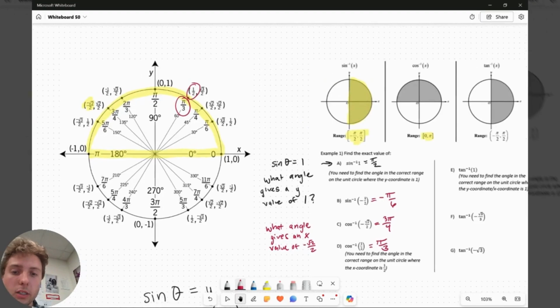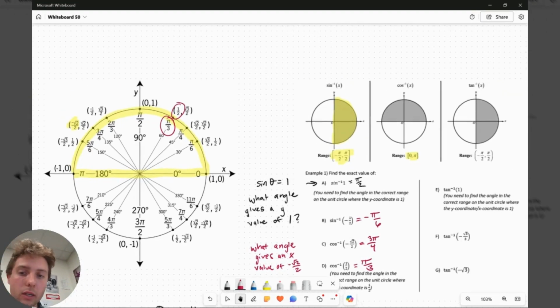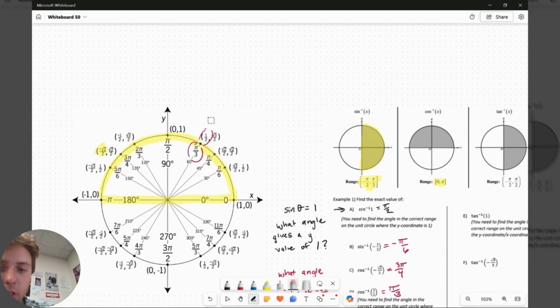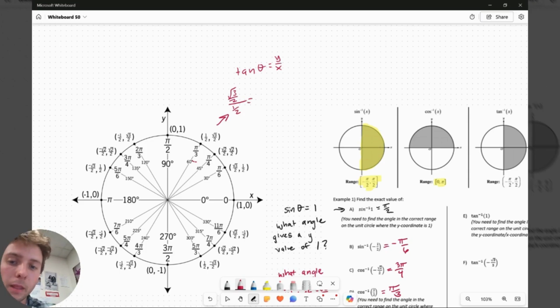Tangent's a little bit weird, so let's break that one down real quick. Let's figure out what the tangent value is at each of the spots in the first quadrant. Remember, tangent, we know, is always y over x. So if I take the y coordinate here, that's root 3 over 2 over the x value of 1/2. The 2's cancel, so it's root 3 over 1, which is just root 3.